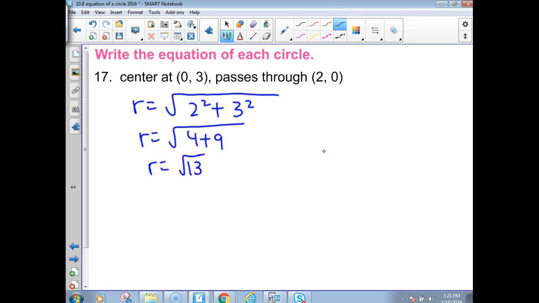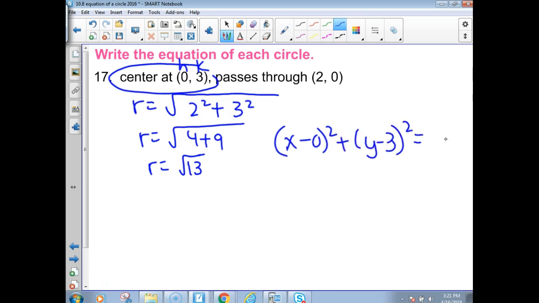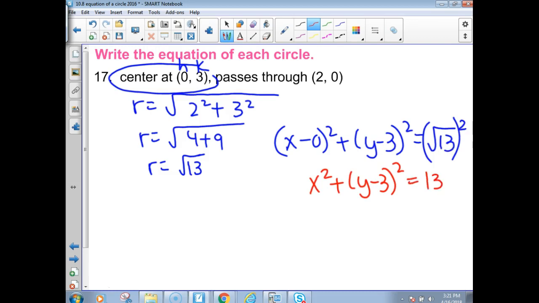Do not type it on the calculator. Leave it the square root of 13. Now, we got a center with an h of 0 and a k of 3. So it's going to be x minus 0 squared plus y minus 3 quantity squared equals the square root of 13 squared. All right, I got to simplify that. I would never write x minus 0 squared. I would just write x squared. Now, I can't do anything with that. I'm just going to write y minus 3 quantity squared. And then the square root of 13 squared would simply be 13.